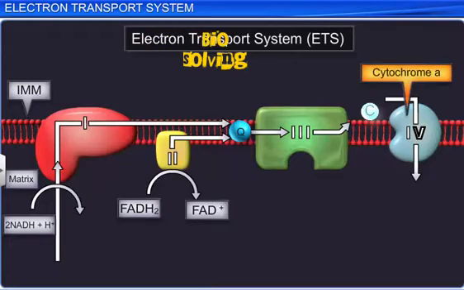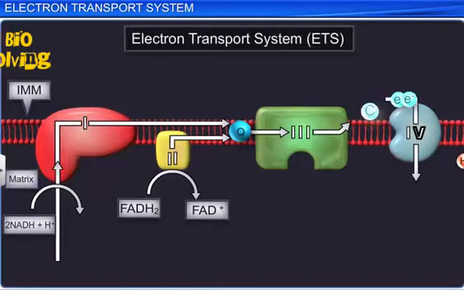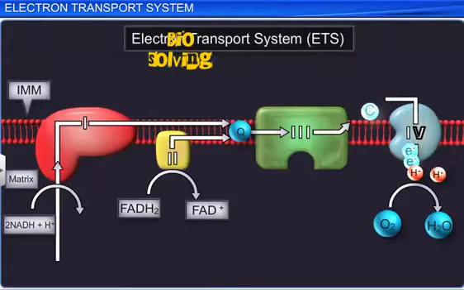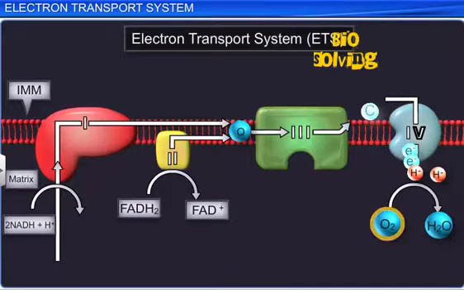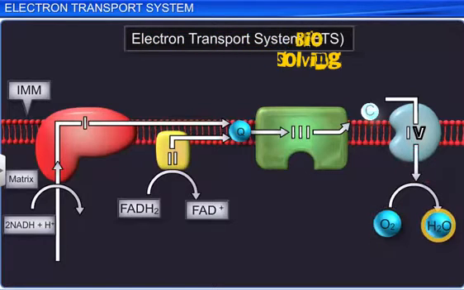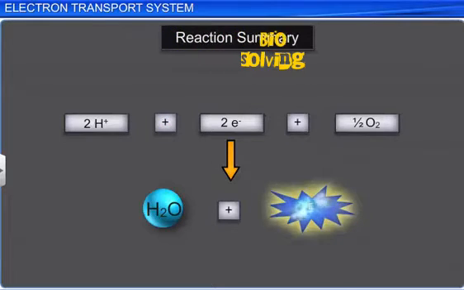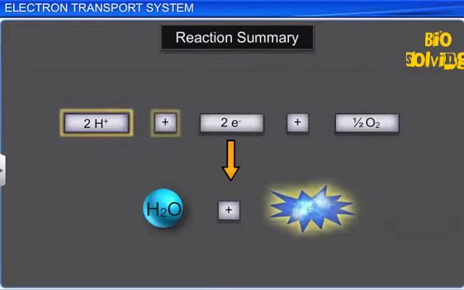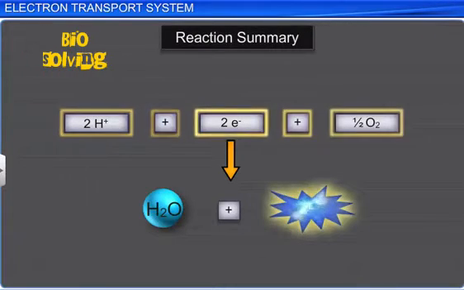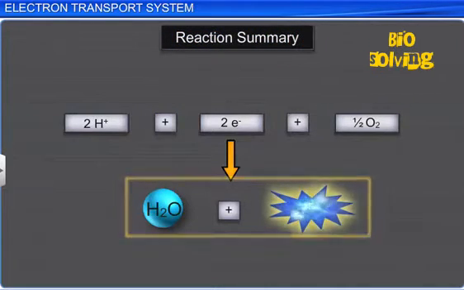Complex 4 contains cytochrome A and cytochrome A3. It transfers the electrons to the final electron acceptor, oxygen. Oxygen, on receiving the electrons, reacts with 2H plus ions and reduces to water and thereby drives the ETS. This reaction can be summarized as 2H plus, 2e minus, plus half O2, which results in H2O plus energy.